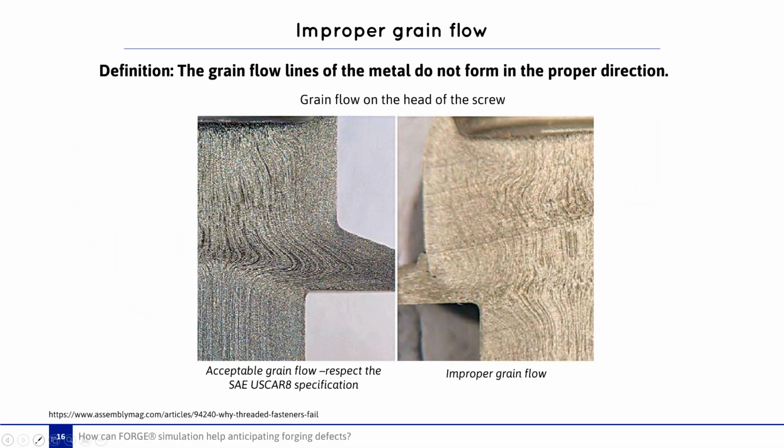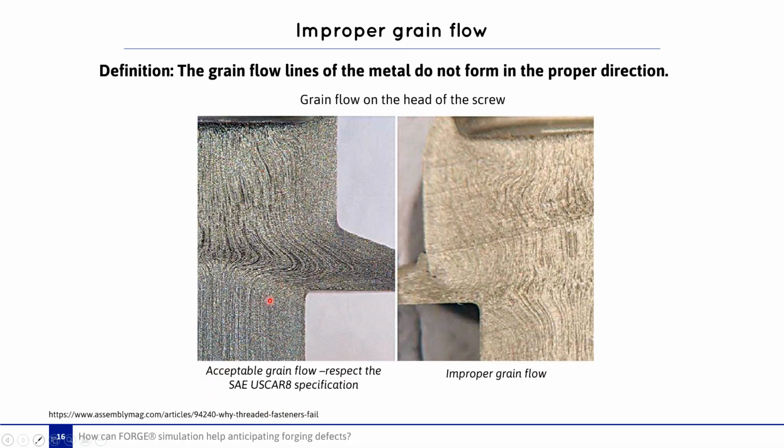Now, we will see the improper grain flow, and how to check the grain flow. During forging, the deformation leads to the grain flow orientation. The grain flow lines of the metal may not be formed in the proper direction. The grain flow may not respect the specification needed to guarantee the part's mechanical property. Here, for example, we see the specification needed in the head of the screw.